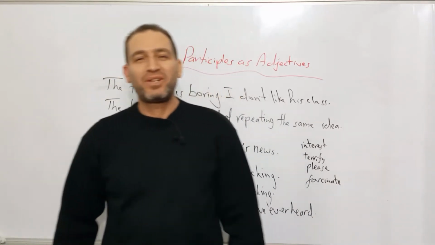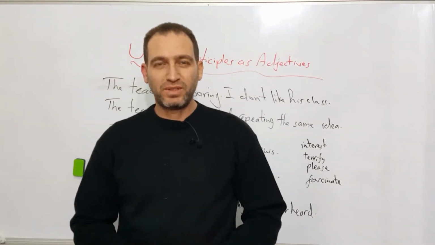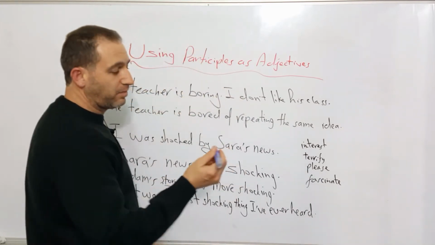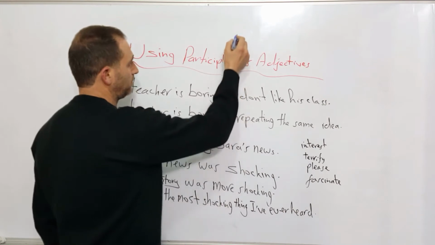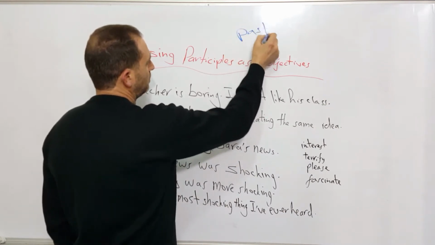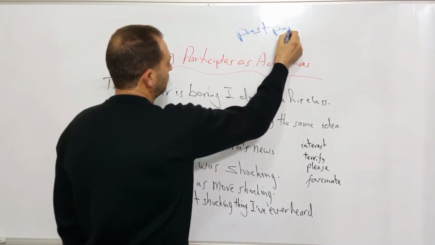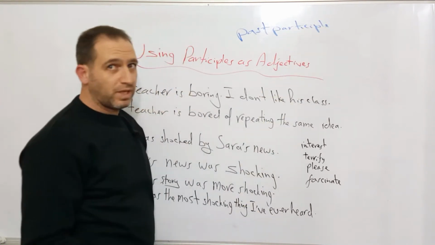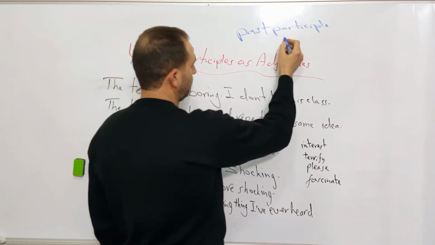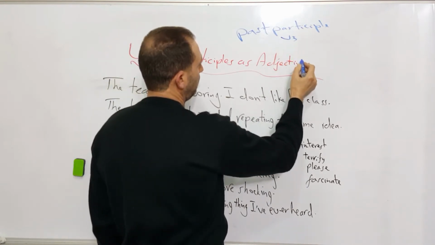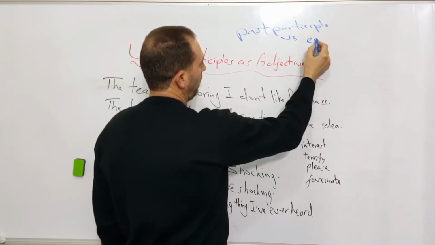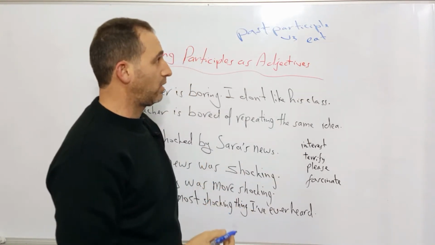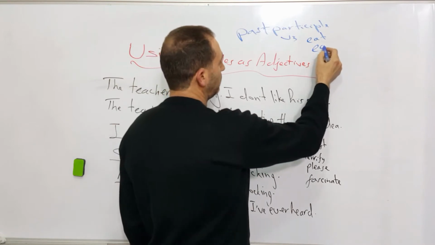Hi guys, today I want to talk about what we call participles. Now let me tell you, we have two kinds of participles. We have what we call the past participle, which means the third form of the verb 3. So for example, you have the word eat, and the third form or the past participle of eat is eaten, right?